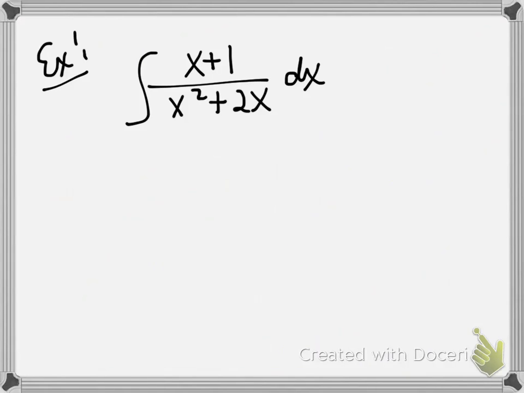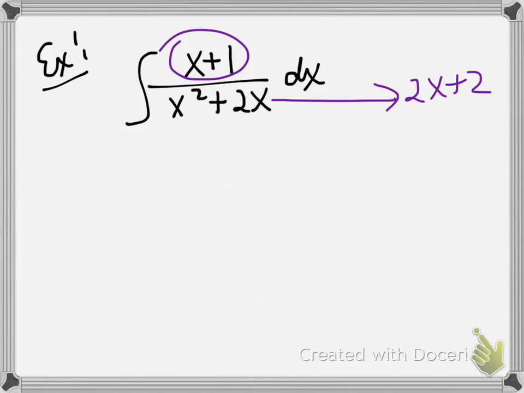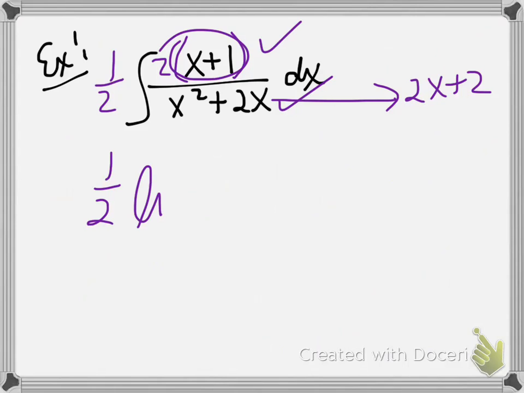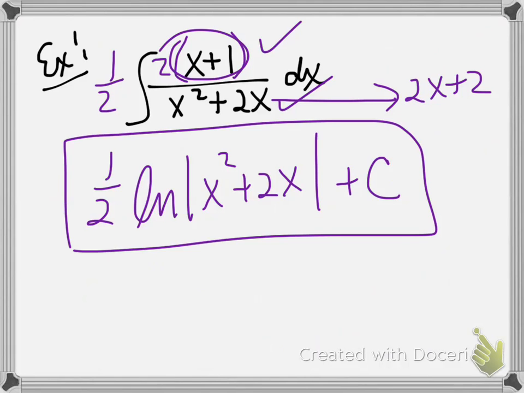Alright, so what about this one? What would the derivative of x squared plus 2x be? This derivative would be 2x plus 2. Well, is this the derivative of the denominator? No, but it's pretty close. What if we put parentheses around this and put a 2 on the outside? Isn't that the same thing as 2x plus 2? So if I put a 2 on the inside, I have to put 1/2 on the outside. Now this is the derivative over the original function, which means it's natural log of the denominator in absolute value bars plus c. That's it.